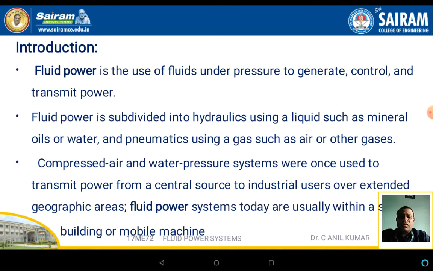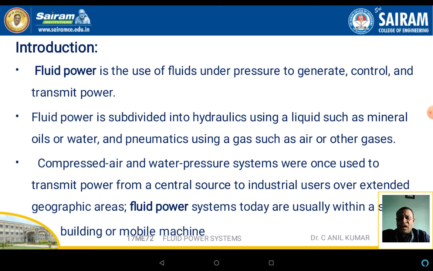If the system uses a liquid medium, we name it a hydraulic system, and if it uses a gaseous medium, we call it a pneumatic system. In pneumatic systems, air or some other gases are used, whereas in liquid media, water can also be used as one of the pressurizing media, but in most cases oils are used as the medium to transmit power.